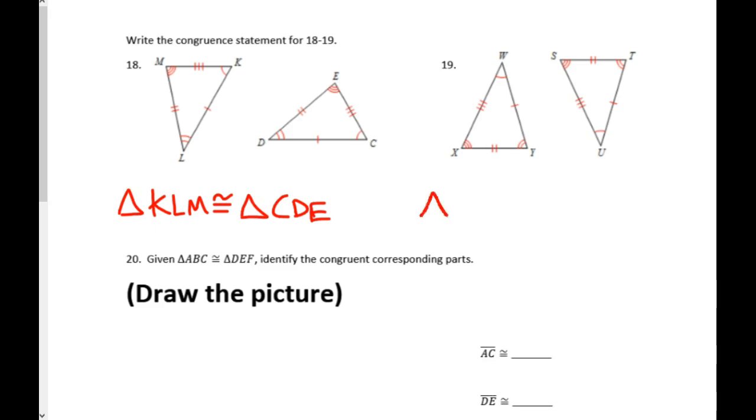19, triangle, 1 arc, 2 arc, 3 arc is WYX. Oh my goodness, it's not in alphabetical order. That's okay. Congruent to triangle, 1 arc, 2 arc, 3 arc, UTS. It has to be in corresponding order. Okay.